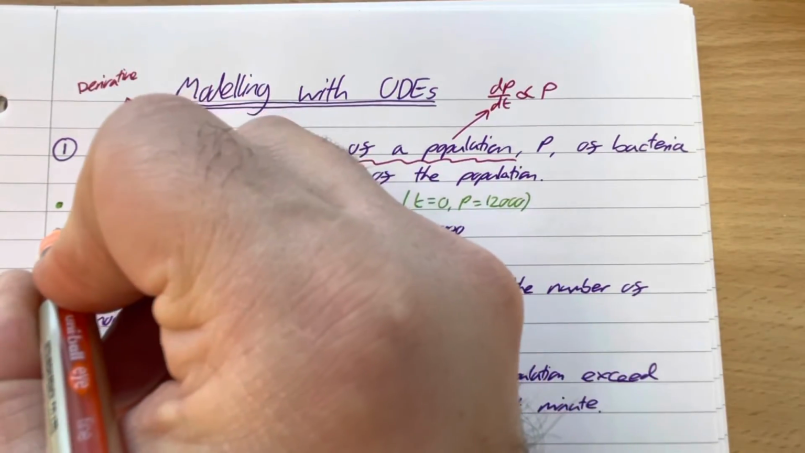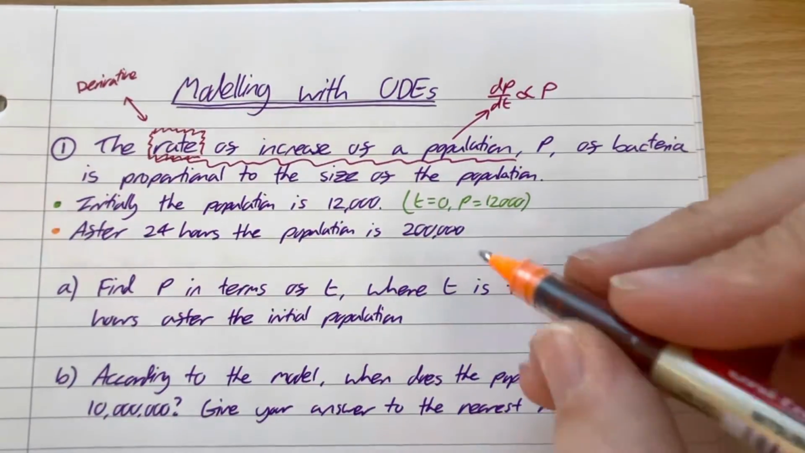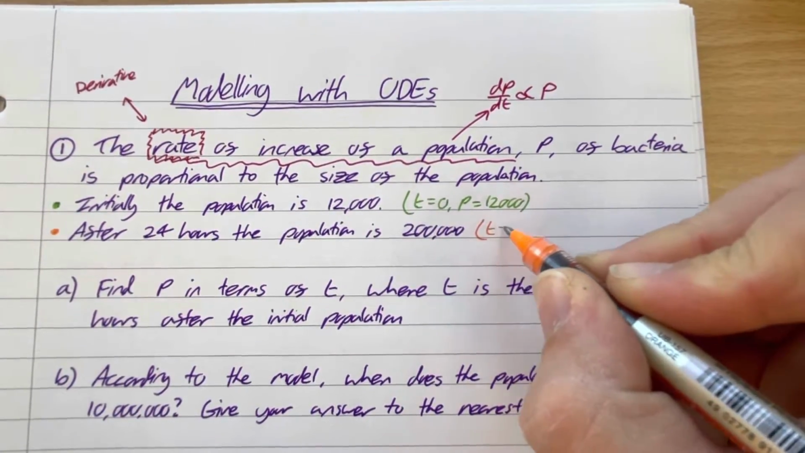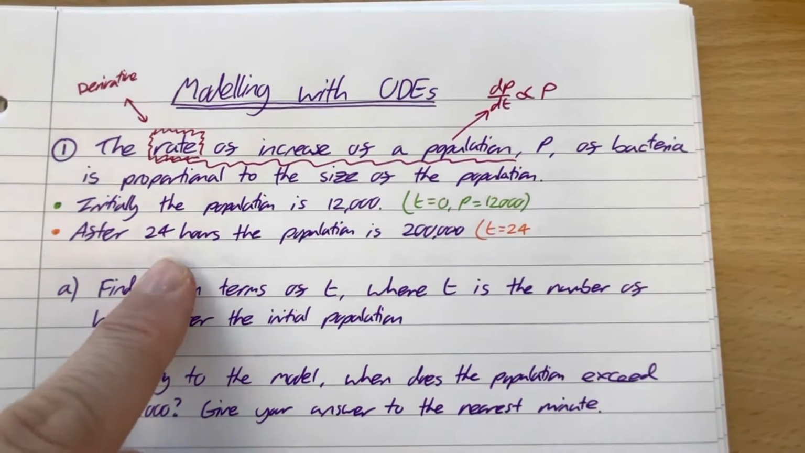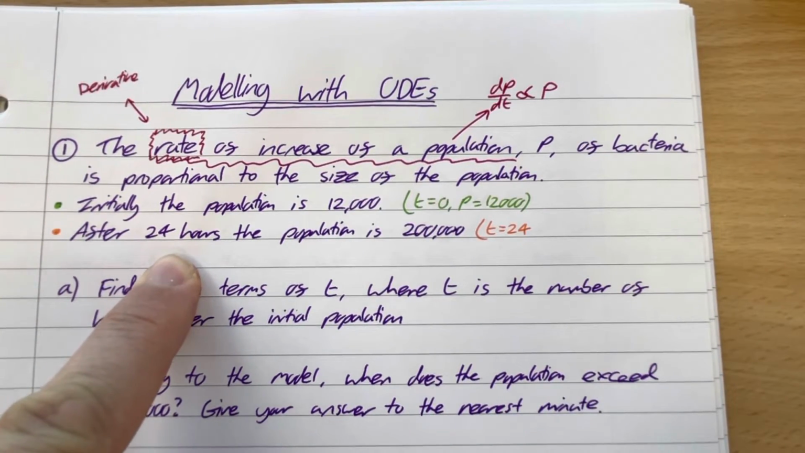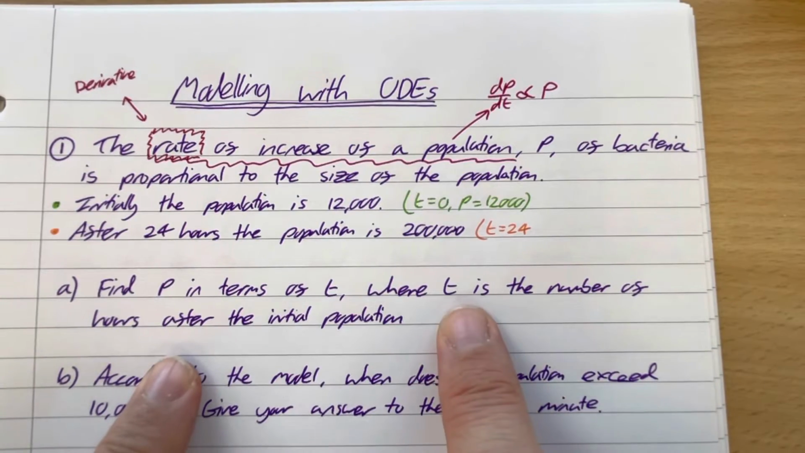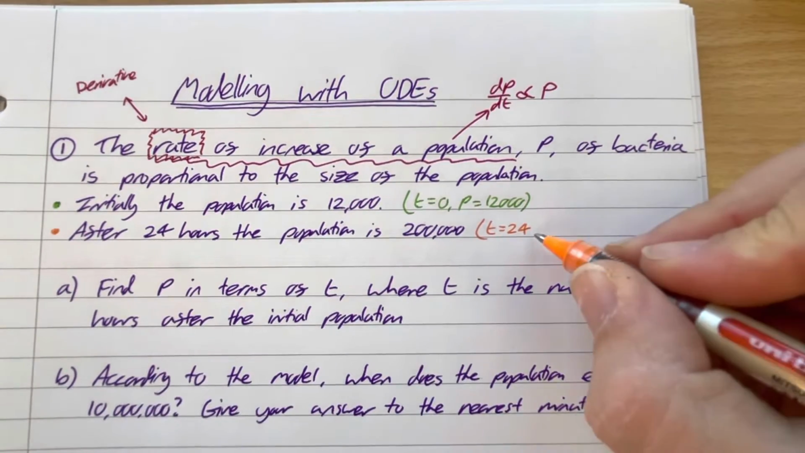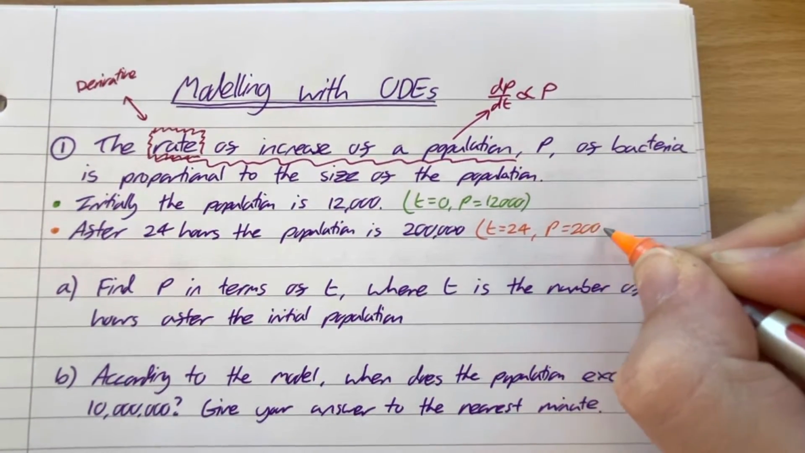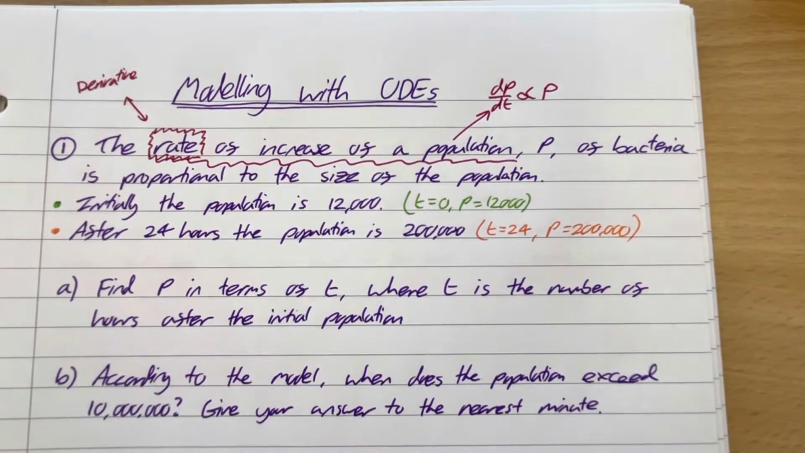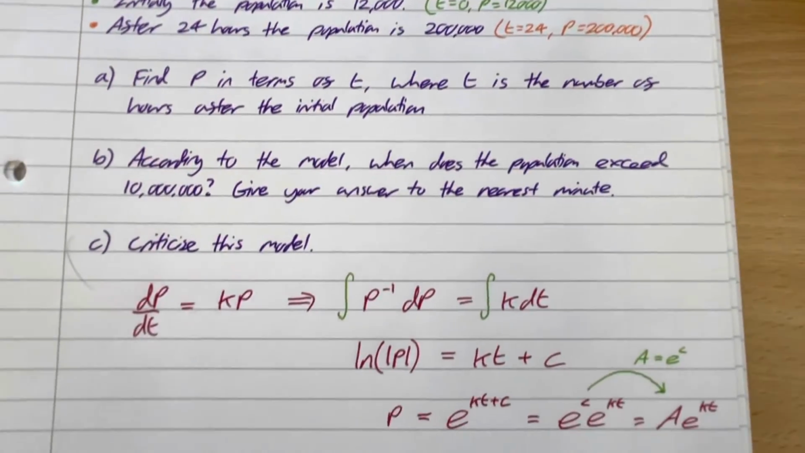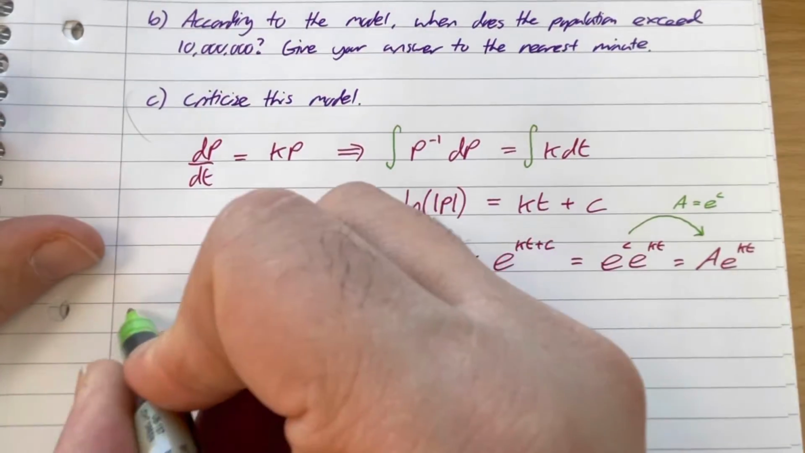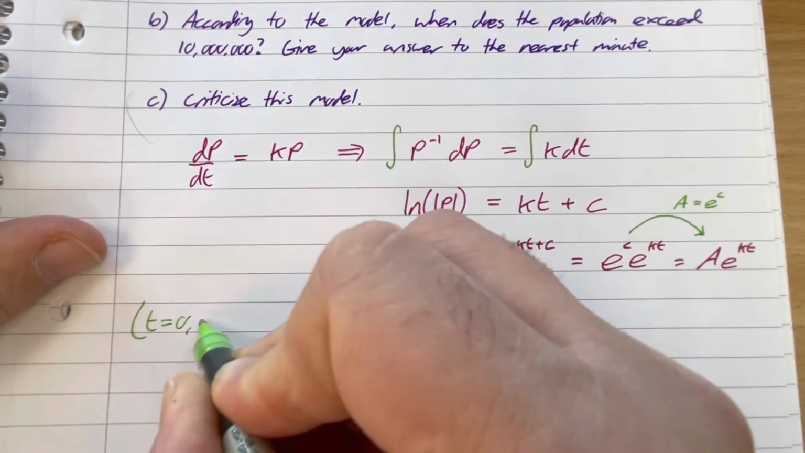And then we're also going to use this piece of information as well. And this tells us that T equals 24, because it's 24 hours after the initial population, and we're told that's what T measures. And we know that P is 200,000 at this point. So it's 2 pieces of information that will allow us to find our two constants. So first of all, the initial population was 12,000.